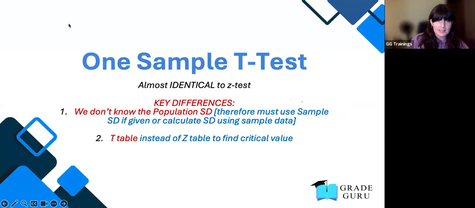Your one sample t-test, finally. It is almost identical to your z-test. The key differences: we do not know the population SD, so we must use the sample SD if it's given to us, because some questions do give it. Or they will give you sample data and you have to use your standard deviation formula to calculate it yourself. And of course, instead of the Z table, we're going to look into the T table to find our critical value.